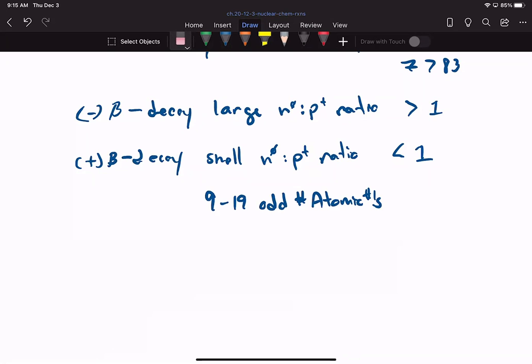But there are some exceptions to this rule when we use less than 1 or greater than 1. So I'm not even going to... I'm just going to erase this. I don't even want you guys to write that down and worry about it.